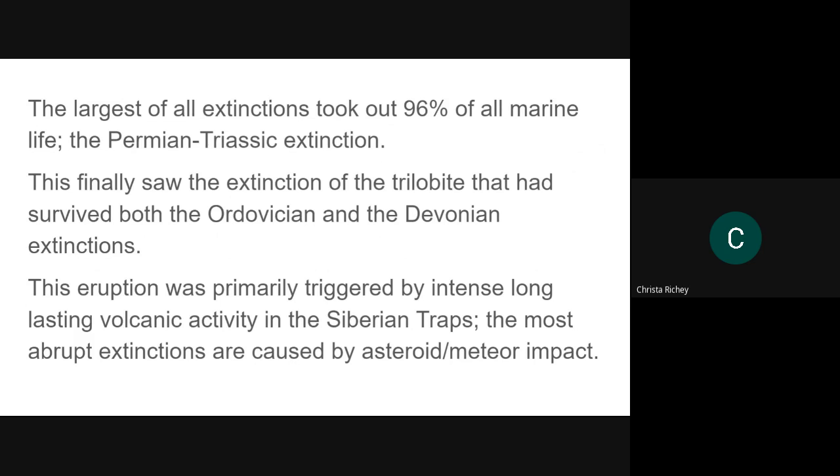I really should have three things up here. Asteroids, which is the one that took out the dinosaurs. Meteors, which are smaller than asteroids. Asteroids are the largest, but also comets. I really should have said three things. But it's extraterrestrial impact, not aliens, just things that are falling from the sky.